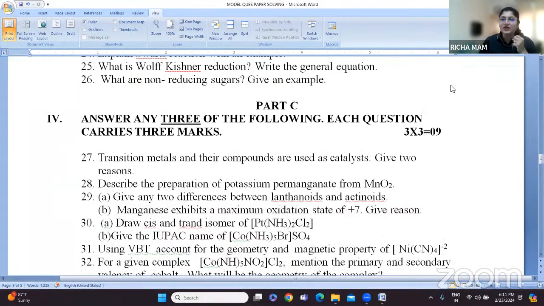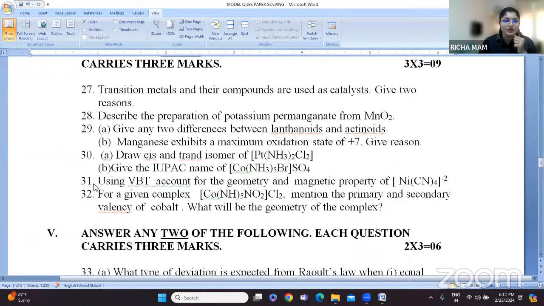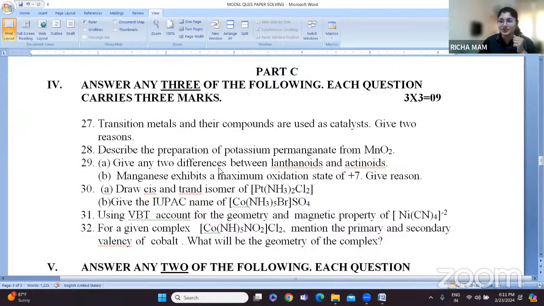So today we are going to start with part C. What does part C consist of? The fourth question: answer any 3 of the following. Each question carries 3 marks. So this is a 3 marks question. Again here you are going to get 1, 2, 3, 4, 5, 6, so there are 6 questions. Out of 6 questions, you have 3 extra options. You can answer any 3. So for 3 correct answers, you will get 9 marks, as each question is allotted 3 marks. So the total is 9 marks.